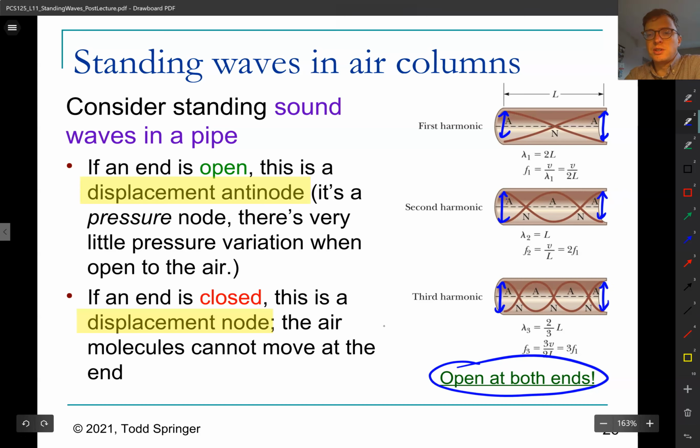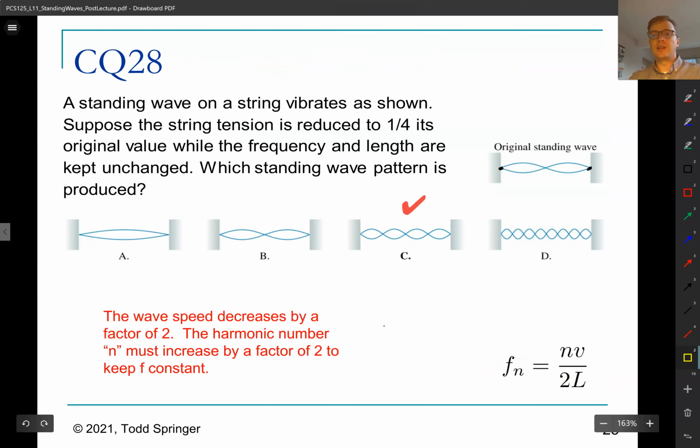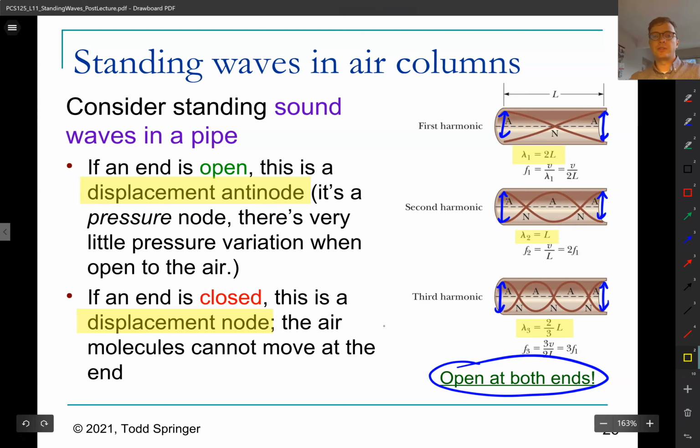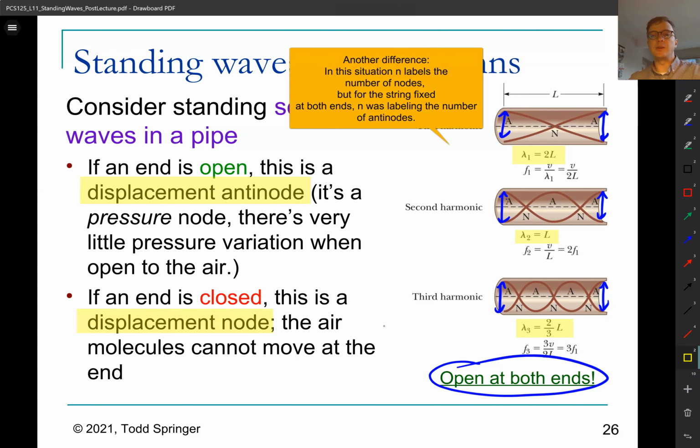You see that the condition is exactly the same as for the wave on the string. Lambda is 2L in this case, lambda is L in this case, lambda is 2/3 of L. So it's like all of the same frequencies are present as with the wave on the string fixed at both ends. The only difference is that for the wave on the string, the ends were nodes, but for the pipe open at both ends, the ends are antinodes, but the same frequencies are present.